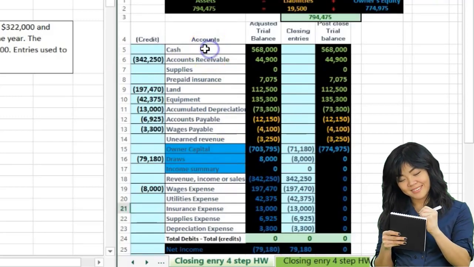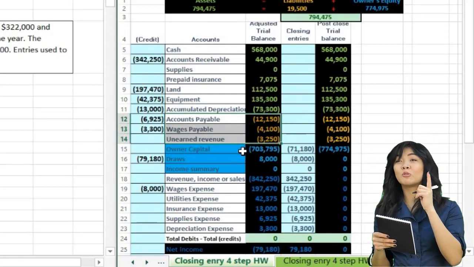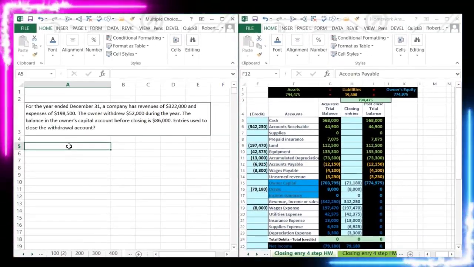But just a trial balance will give you the assets, the liabilities, the equity, gives you an idea of what accounts are debit type accounts and what accounts are credit type accounts. All right, so let's look through this.